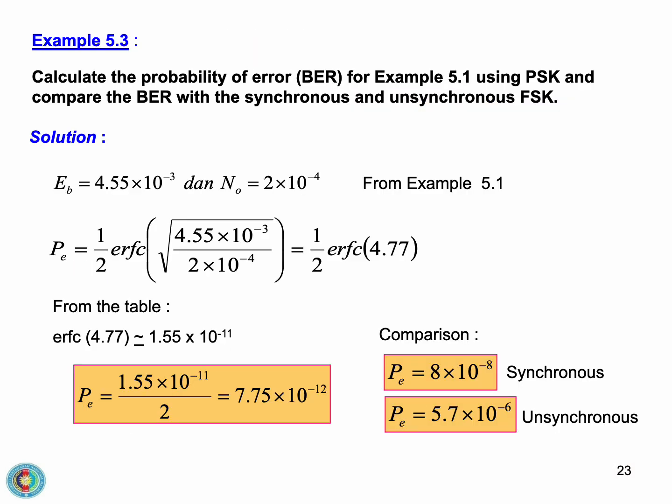Let's revisit our ongoing example, using the same EB and N0 values from example 5.1, but this time calculating the BER for PSK. Substituting these values into the PSK Pe formula, we find the BER for PSK is an incredibly low 7.75 × 10^-12. Now, for quick comparison, synchronous FSK had a BER of 8 × 10^-8, and asynchronous FSK had 5.7 × 10^-6. This comparison strikingly demonstrates PSK's superior performance in terms of error probability, making it a very robust modulation technique.